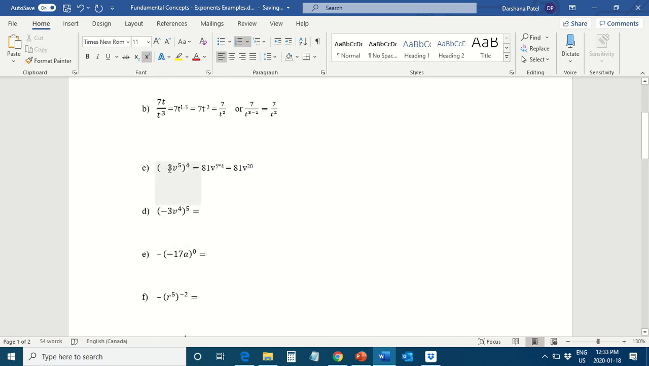For d then, if you compare c and d, they look the same, negative 3, v to the power of 4 and 5, 5 and 4. But because of the difference of the order here, the 5 will make the negative stay negative. Here the 4 made negative become positive. So we will get negative, and then 3 to the power of 5, we can simplify it, or we can leave it as 3 to the power of 5, and then we get v to the power of 20.